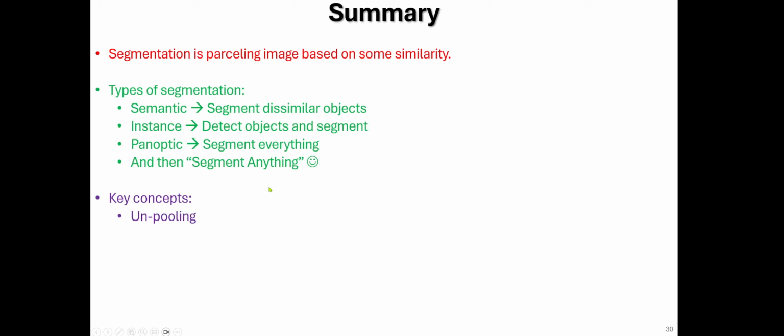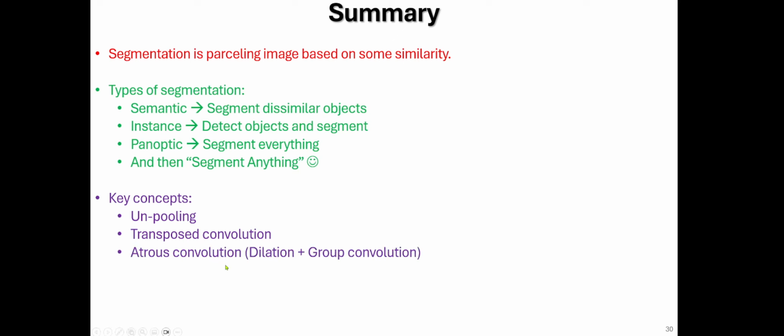Key concepts learned in these few lectures on segmentation: one is unpooling, a new way to upsample the feature maps. Transpose convolution is the standard way of upsampling, or increasing the size or resolution of the feature maps. Atrous convolution is a novel way to introduce a wider receptive field. In that sense, it uses dilation plus group convolution. And then of course skip residual connections, where you don't add the residual connection, but rather concatenate the residual connection in U-Net. And then of course RoI-Align in the case of Mask R-CNN, which is nothing but ROI pooling plus interpolation.